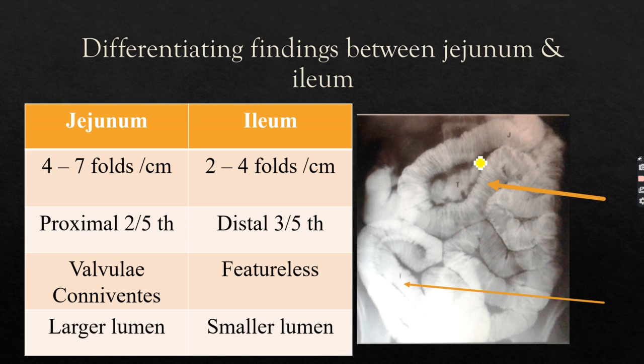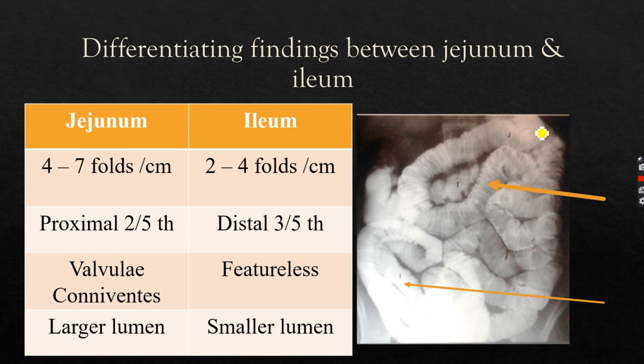Valvulae conniventes are visible here. You can see the valvulae conniventes. Valvulae conniventes are basically the mucosal folds of the jejunum. The prominent mucosal folds are there. They are known as valvulae conniventes. Whereas the ileum is featureless.